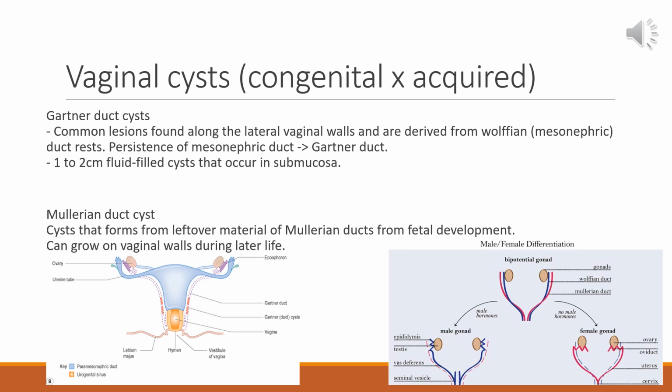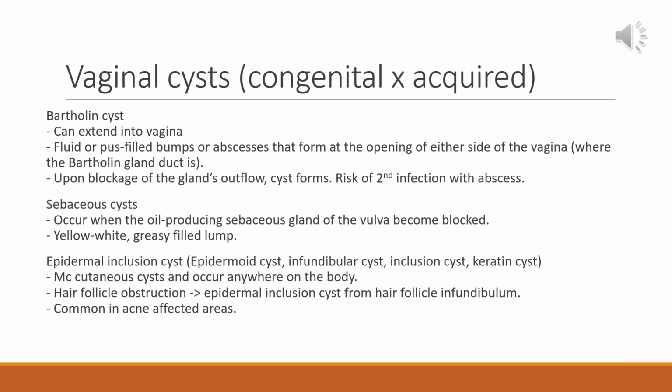But this Gartner duct can also be cystic, could be fluid filled, for example, and therefore we will call that a Gartner duct cyst. Mullerian duct cysts are the same idea in women or in men, but let's say in women there is persistence of some area of this Mullerian duct which became cystic, and now it's a Mullerian duct cyst. Okay, vaginal cyst, acquired one.